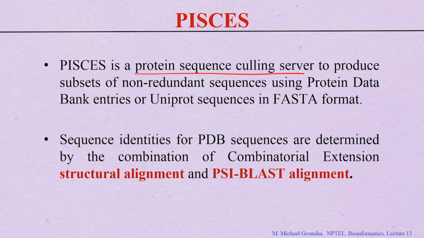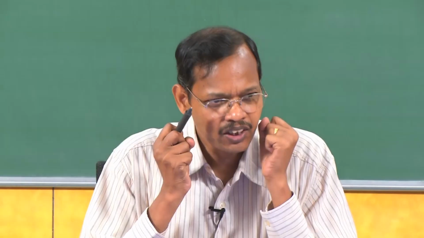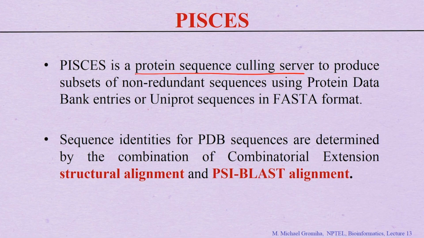Right, now we have discussed two different algorithms. What are the two different programs? CD-HIT and BLASTClust. There is another program called PISCES. This is a protein sequence culling server to get subsets of non-redundant sequences. Here we have different options: either you can use the protein sequences already available on this server, mainly from the PDB, or you can give your own sequence. For example, you can give UniProt sequences in FASTA format. If you want to compare with the existing ones, then you can use the existing PDB data, compare, and get the non-redundant sequences.